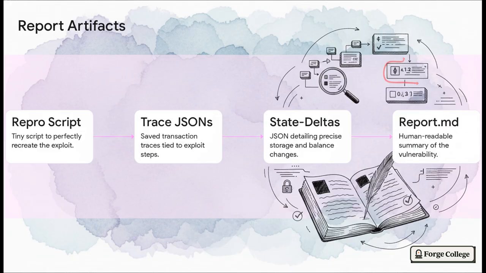First, a tiny foolproof reproduction script. Second, the saved trace JSON files tied to the specific exploit steps. Third, the state deltas JSON showing the exact storage changes. And finally, a human-readable annotated markdown report summarizing your findings. Sticking to this specific structure ensures your findings are completely defensible.